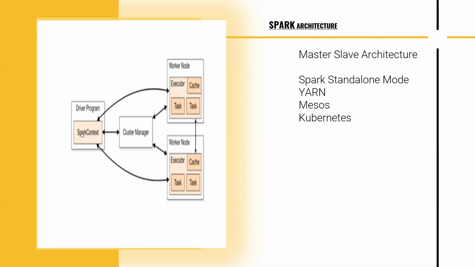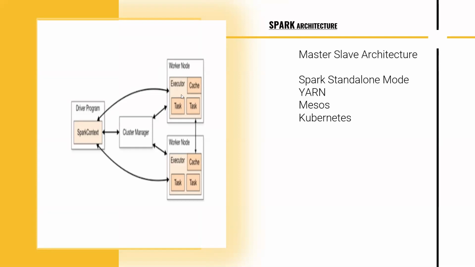So now we have submitted the job. Cluster manager has allocated the resources, and driver program is sending the job to these worker nodes in the form of tasks. So what is a worker node? A worker node is just like a machine. It's a physical machine which is running the executor.